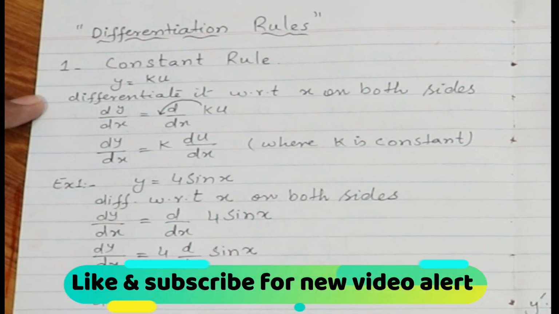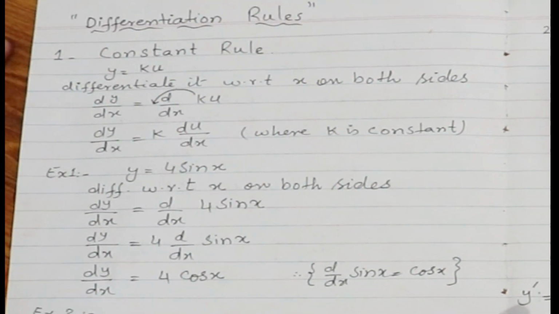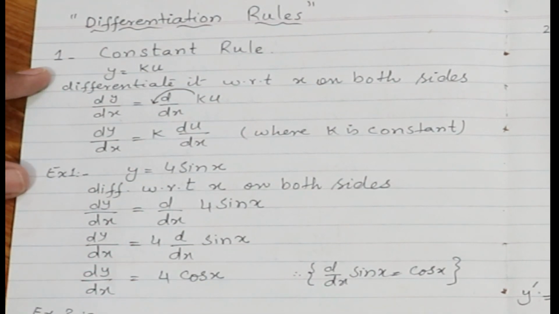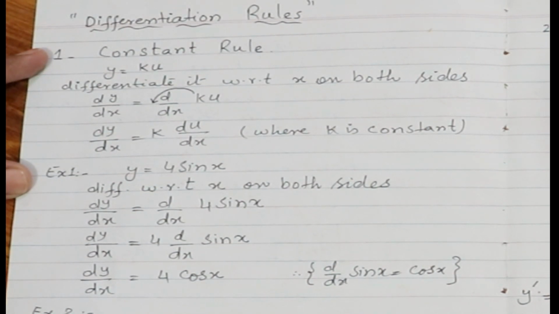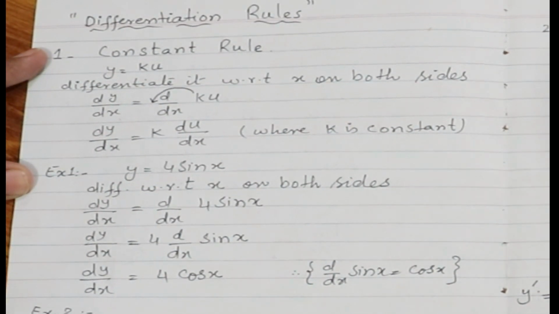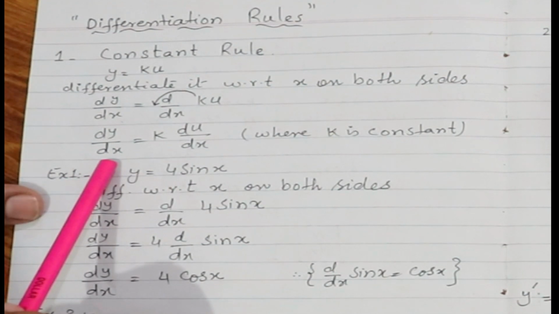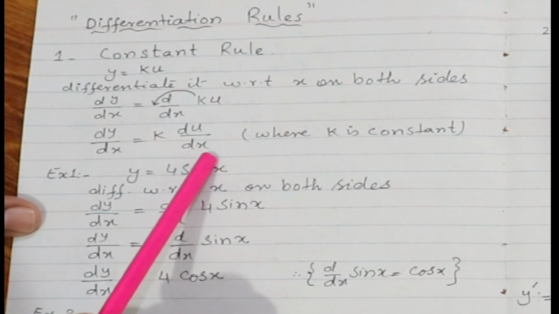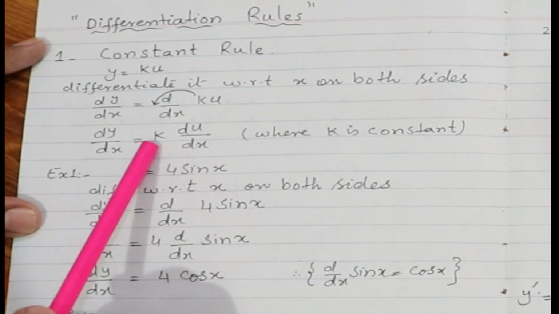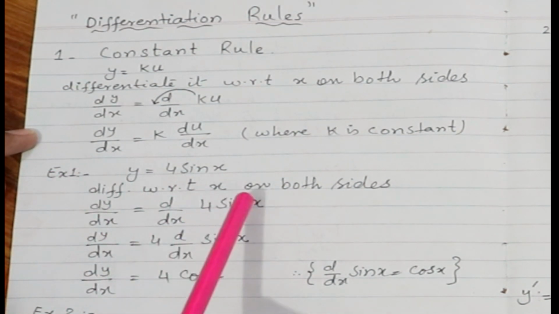First is the constant rule. Here we have a function y equal to ku, where k is constant and u is a function. We differentiate it with respect to x on both sides. dy upon dx equals d upon dx applied on ku. This will be k times du upon dx, where d upon dx is the differential operator and k is constant. Now we understand it with the help of a simple example.